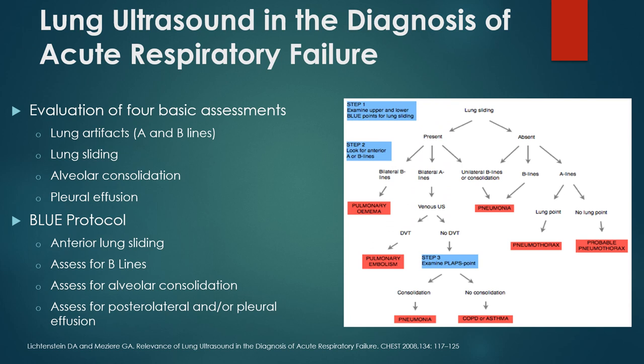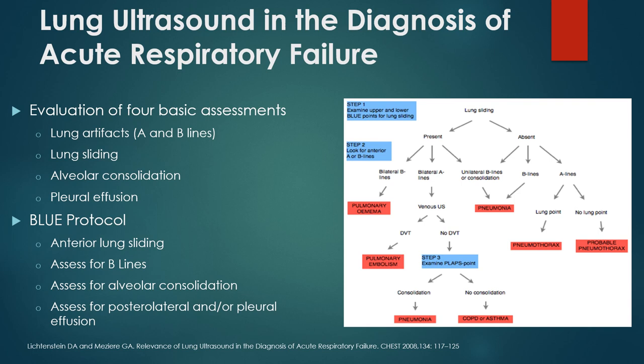If you're diagnosing acute respiratory failure, lung ultrasound is very key, because you're able to evaluate four basic assessments. You're looking at lung artifacts, like we talked about, A and B lines, lung sliding, alveolar consolidation, and pleural effusion. Lichtenstein and his group came up with something called the Blue Protocol. In the Blue Protocol, you're looking at anterior lung sliding, and we've looked at the anterior lung in a previous scan. You're assessing for B lines, for alveolar consolidation, and for posterolateral or pleural effusion.